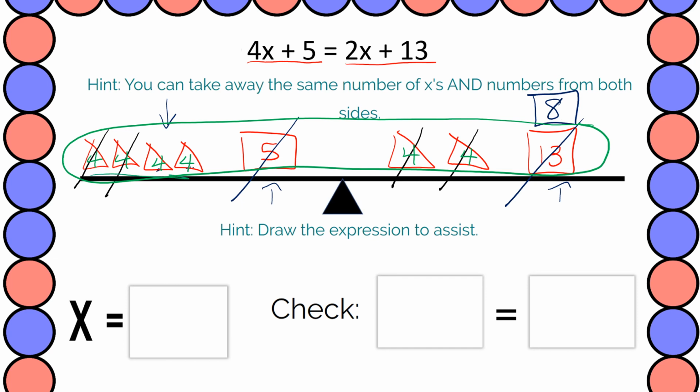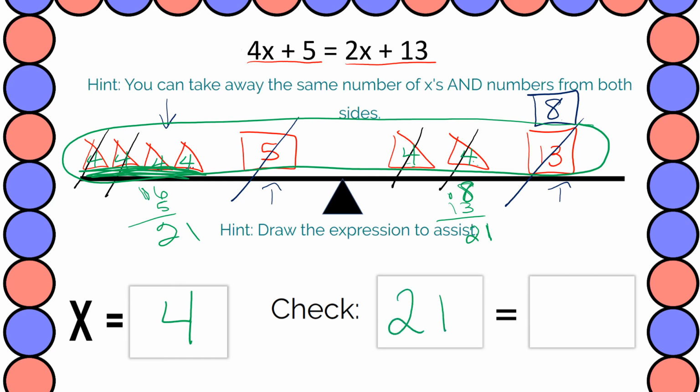All right, right here I have 4 fours. 4 fours is 16, and then I've got to add a 5 to it, and that gives me 21. Over here I have 2 fours, which is an 8. When I add 13 to that, 8 plus 3 is 11. Carry my 1, I get 21. So indeed, our answer is 4. And the check that verifies that the answer is 4 is 21 is equal to 21.